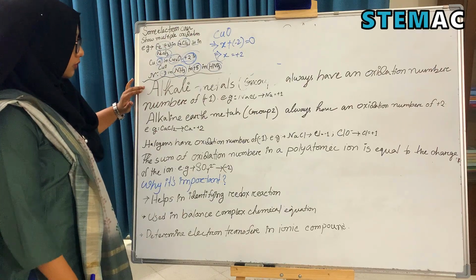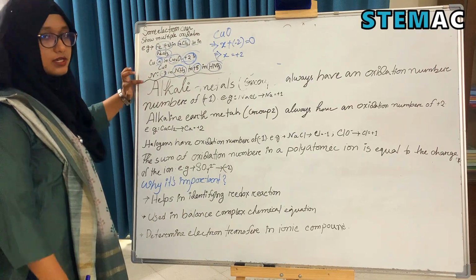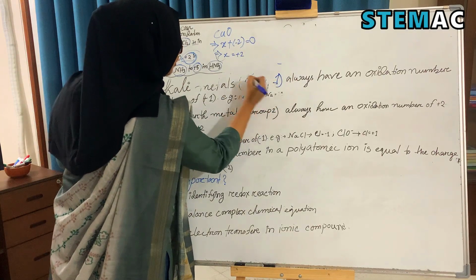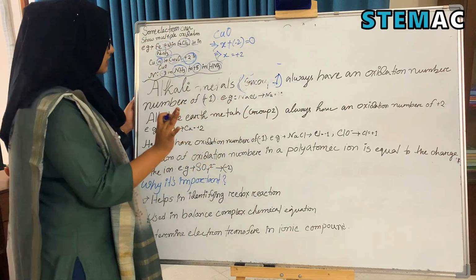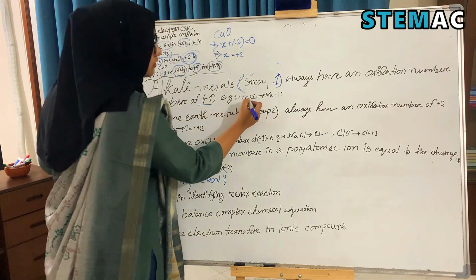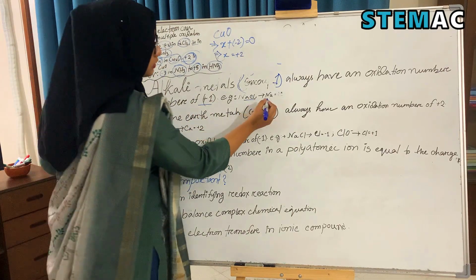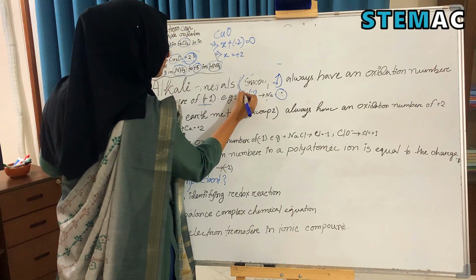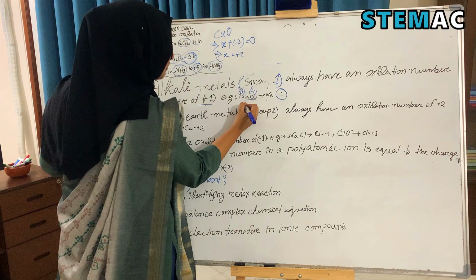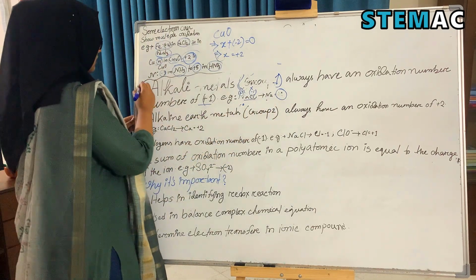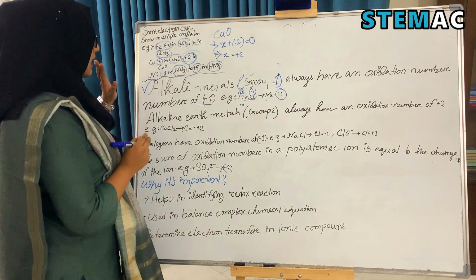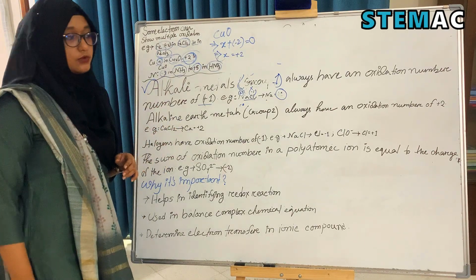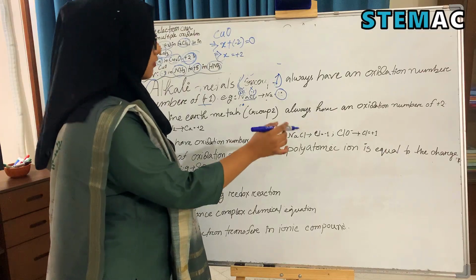Now we're going to learn something new. Alkali metals, group 1, always have an oxidation number of +1. In sodium chloride, sodium has +1 because chlorine has -1, and +1 -1 gives 0. So sodium has +1 as an alkali metal. Alkaline earth metals, group 2, always have an oxidation number of +2.